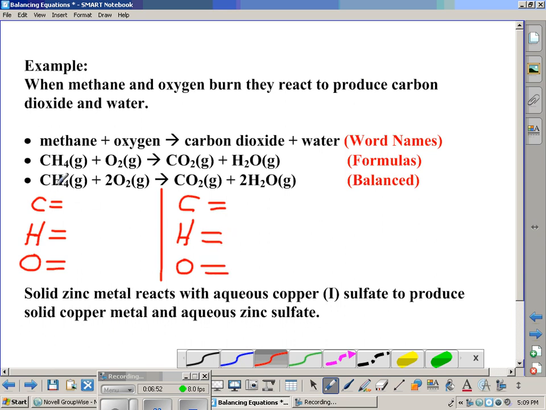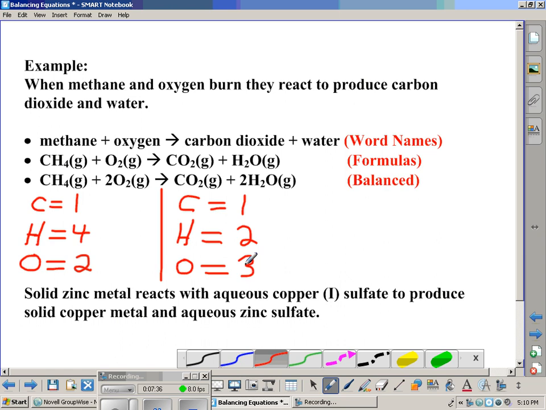Okay, so starting up here with carbon, I look up here in my unbalanced formula, and it only shows one carbon atom, so I'm going to put 1. It shows that I have 4 hydrogen atoms, so I'll put 4. And I have 2 oxygen atoms, so I'm going to put 2. And on the product side, up here I have 1 carbon again. For hydrogen, there's 2, so I'm going to put a 2. Oxygen, okay, I've got 2 of them over here in the CO2, and I've got 1 here in the water, so that's a total of 3.